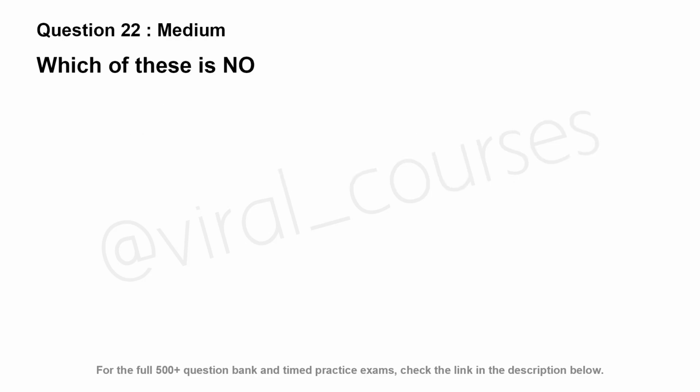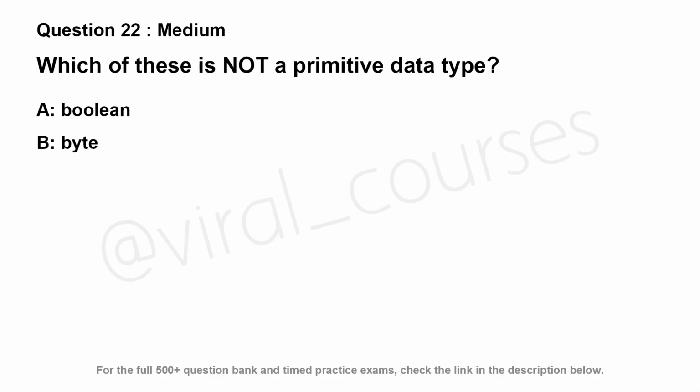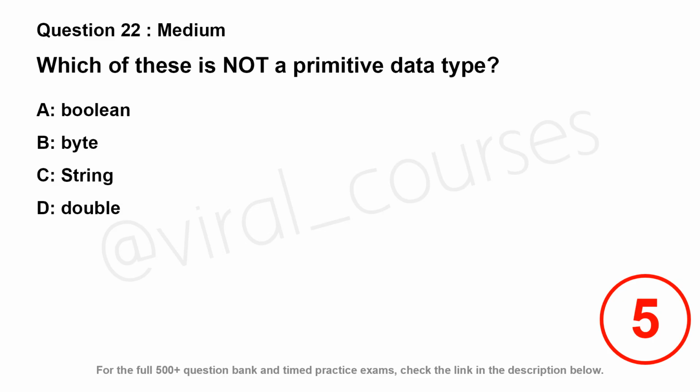Which of these is not a primitive data type? Option A, boolean. Option B, byte. Option C, String. Option D, double.